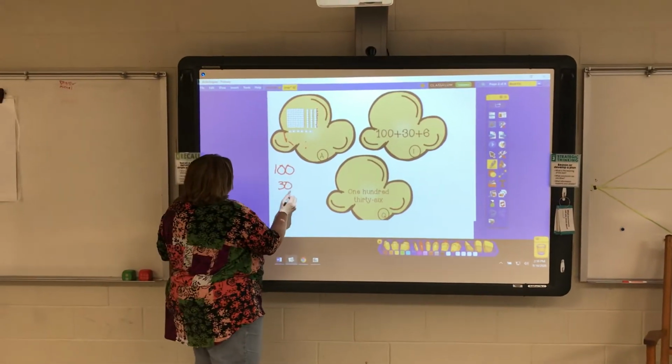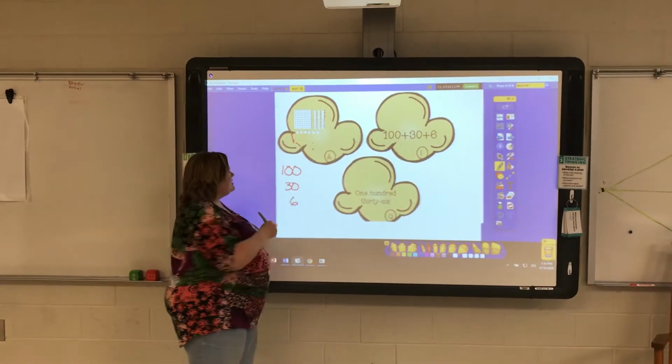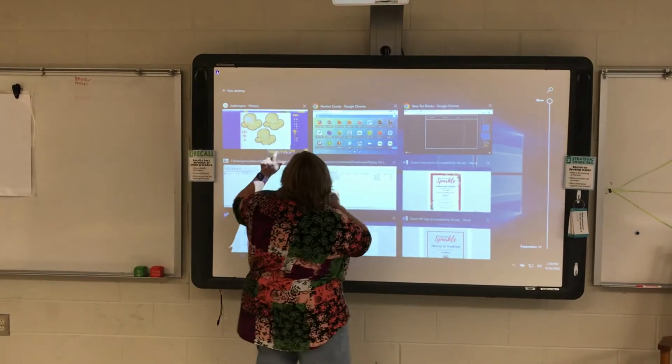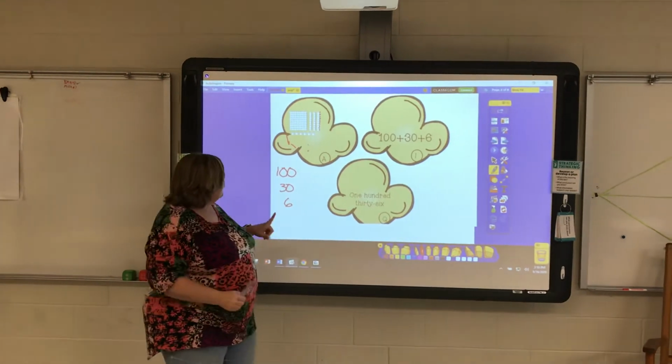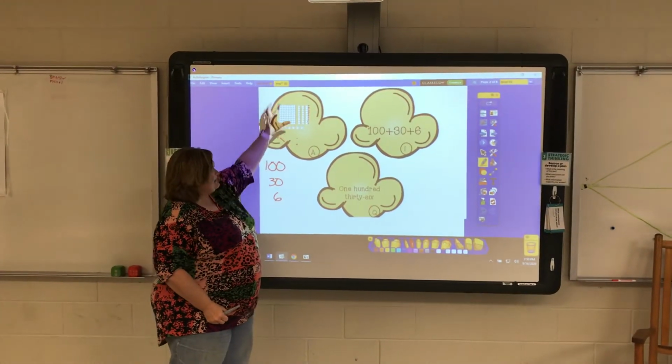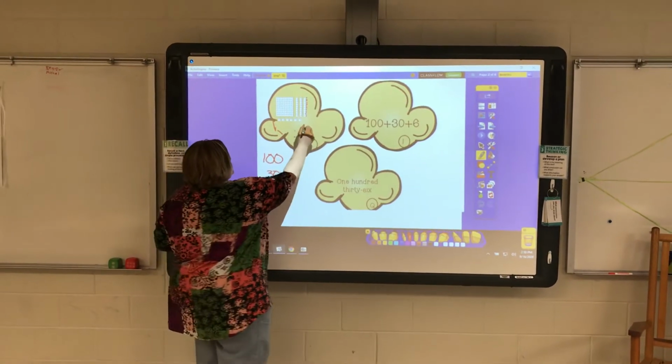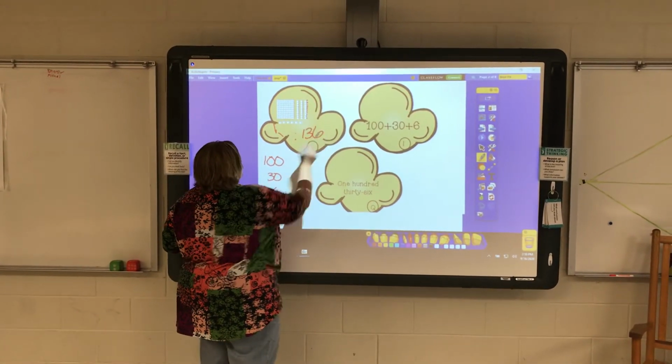So basically you're using place value blocks, I did not mean to do that, hold on a second. There we go. You're using place value blocks as a picture to represent your number. So that would give you the number 136.